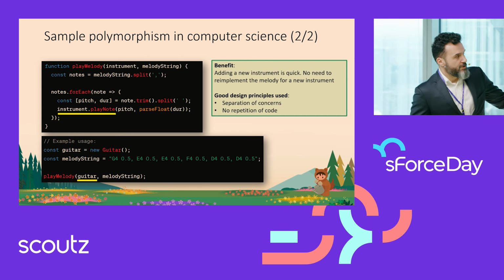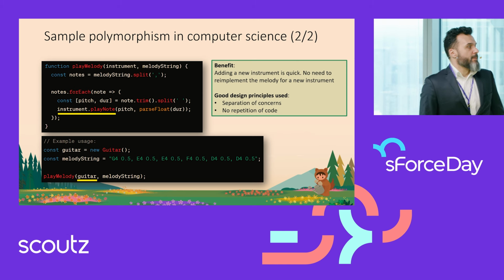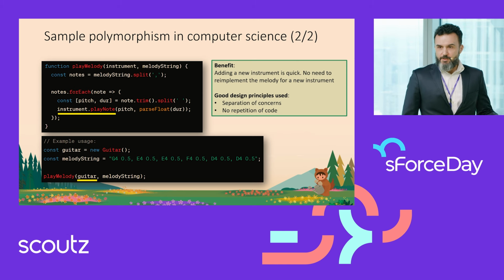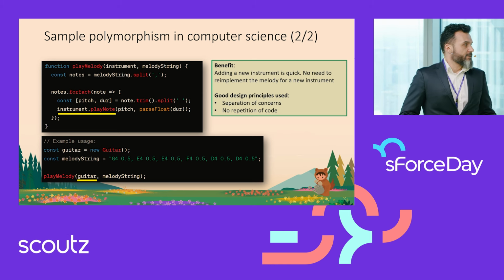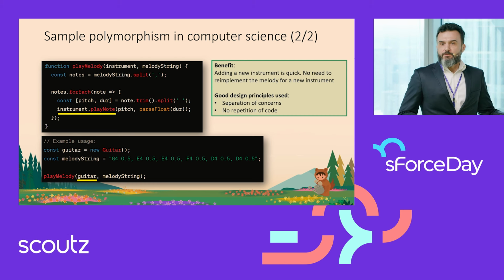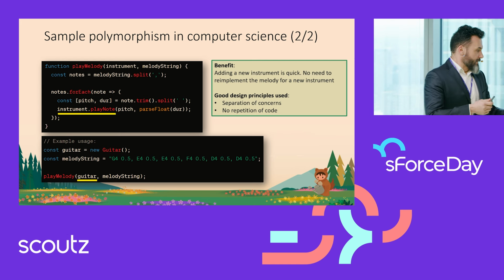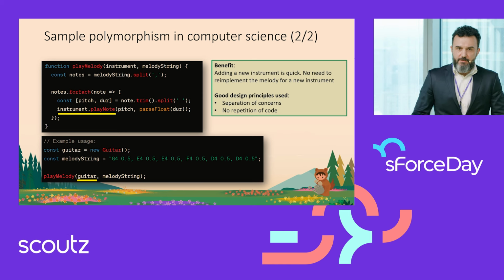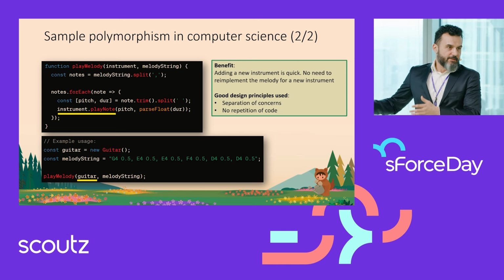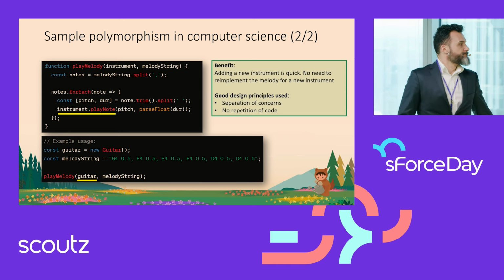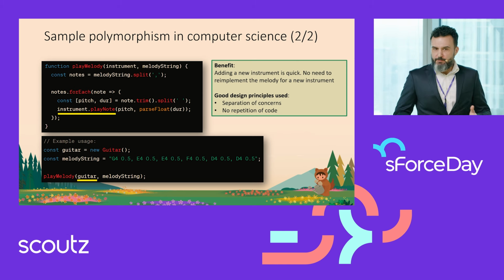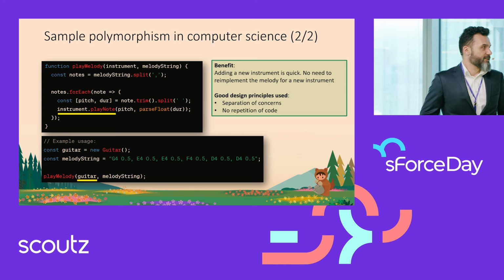So which good design patterns did we use? Well, we used the separation of concerns, so we separated the two elements, the melody and the notes, the instrument, and we have no repetition of code, right? If I did it in a blunt way, I would have the same melody: play melody on a piano, one method, play melody on a guitar, another method, and a lot of code would be repeated, right? So this is just to get you warmed up to the real life problem that we faced on the project.